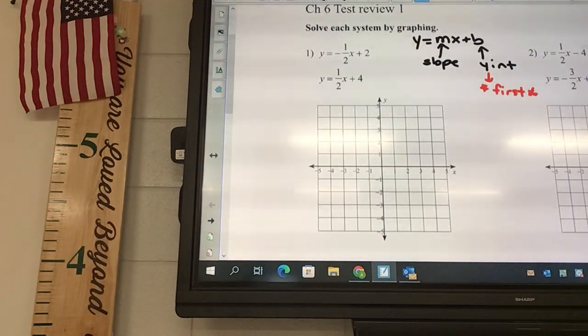Okay, so on line 1, where does it start? It starts at 2, so go to the y line, find the 2, and put your point.